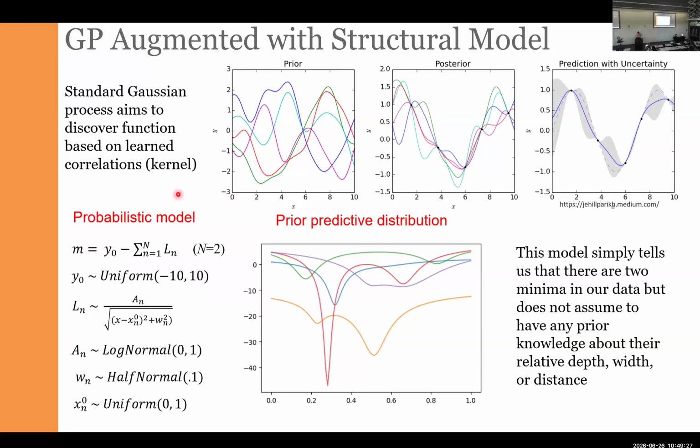An augmented structural Gaussian process introduces a probabilistic model for the mean function. For example, I can say that my mean function is defined like this. There is some offset plus 2 peaks. The offset has a uniform distribution from -10 to 10. This is my prior. The peak shape is Lorentzian, and the parameters of this peak, meaning amplitude, position, and width, also follow some distribution. So notice what happens in this case.